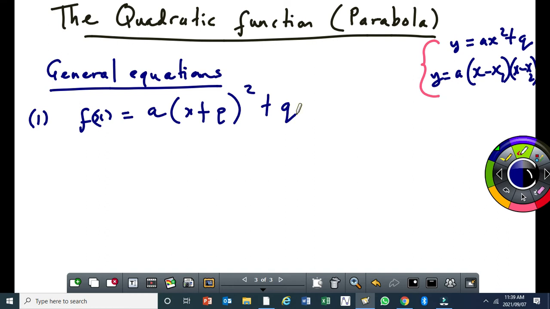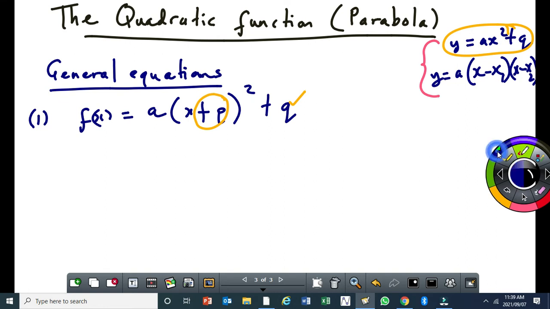Forget about this one here. This is for grade 10. For grade 11, the equation changes to this. The main reason is because in grade 10, you didn't have horizontal shift, so this p was not there, but the q was there. So that's the main difference. The meaning of the a, which determines the shape of the graph, still remains the same. The only difference is that we are going to shift the quadratic graph in a horizontal direction.